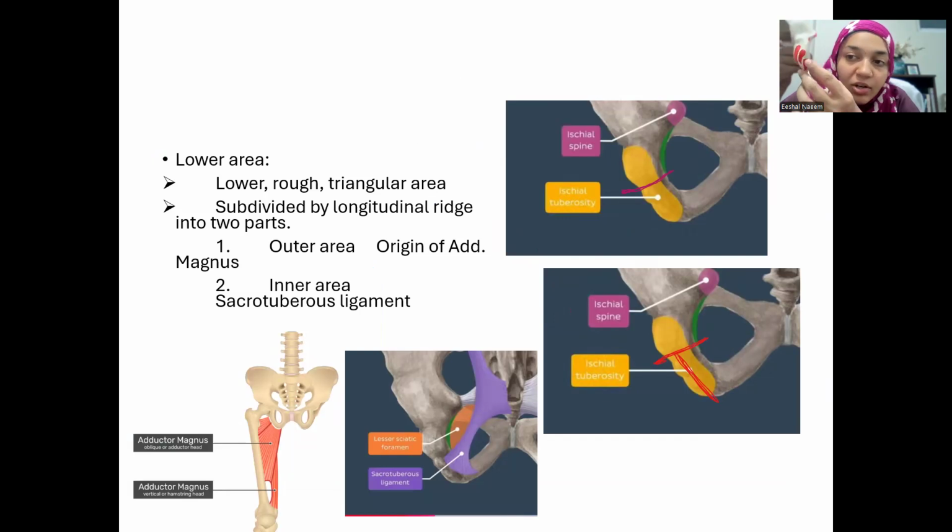The lower triangular area, the one that was left on the previous image I showed you, has a rough lower triangular area. It is subdivided by a longitudinal ridge. I will divide it into two parts by a longitudinal ridge like this. Can you see this image? The outer area is the origin of the adductor magnus, and the inner area is for the sacrotuberous ligament. Okay.